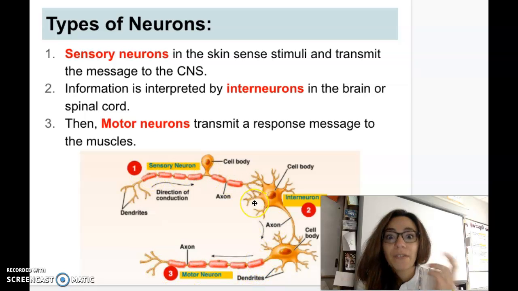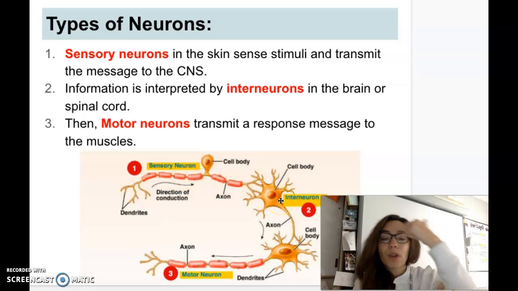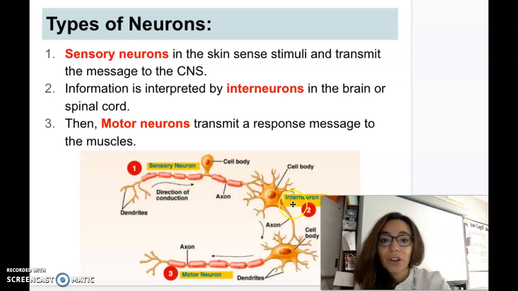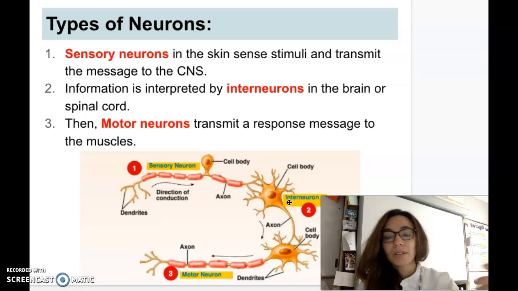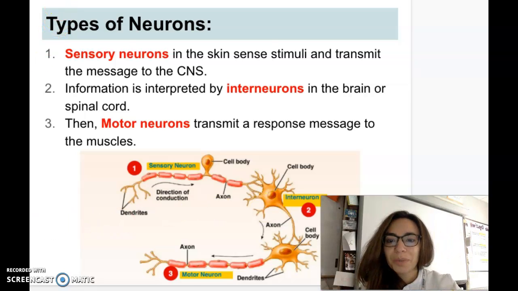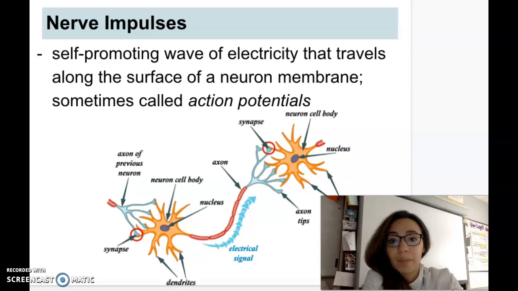So if you're thinking of that phone example, the sensory neurons in your ear are the ones that are hearing the phone ring or vibrate or whatever, sending that information to the brain. The brain processes the information, and the interneurons ask, how do I answer a phone? Do I want to answer the phone? Do I like this person? And then a motor response is sent through the motor neurons, which connect to the muscles that tell your hand to pick up the phone. Pretty cool. All right, now let's talk about nerve impulses.